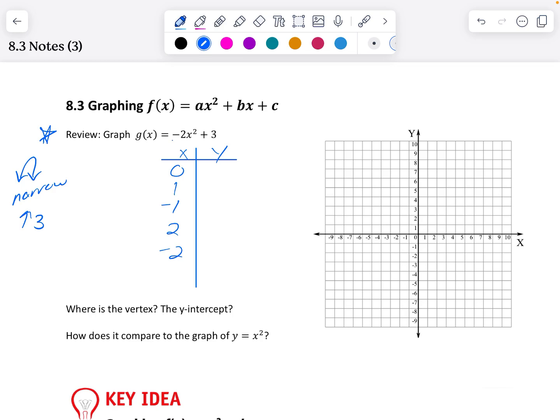Based on that -2 in front, the negative means it's going to point down, the 2 means it's going to be more narrow, and the 3 means it's going to shift up 3. Instead of starting at 0, 0, it's going to be at 3 at the y-axis. Well, we can see that when we plug in 0, we do get 3.